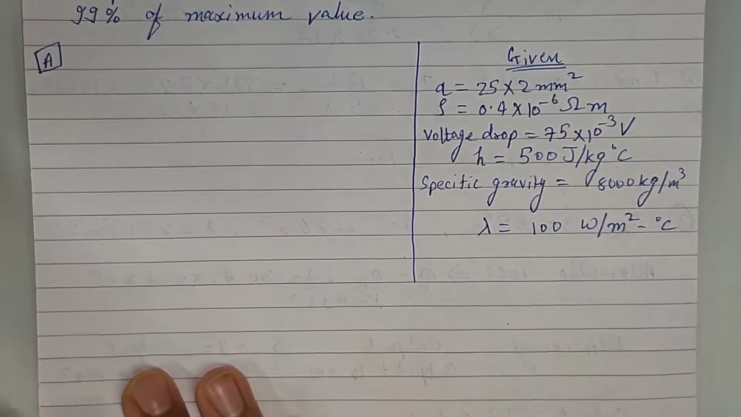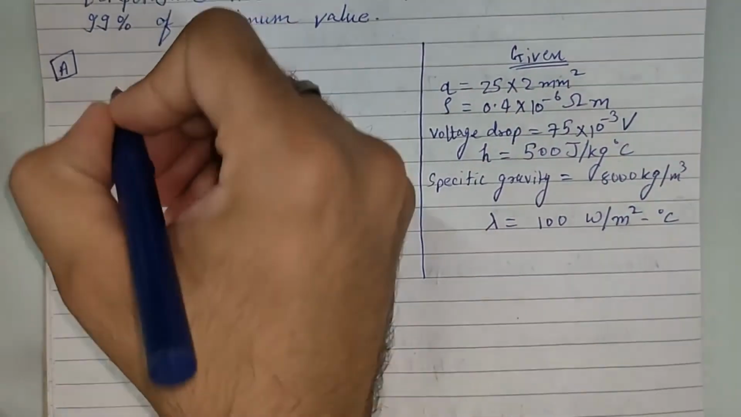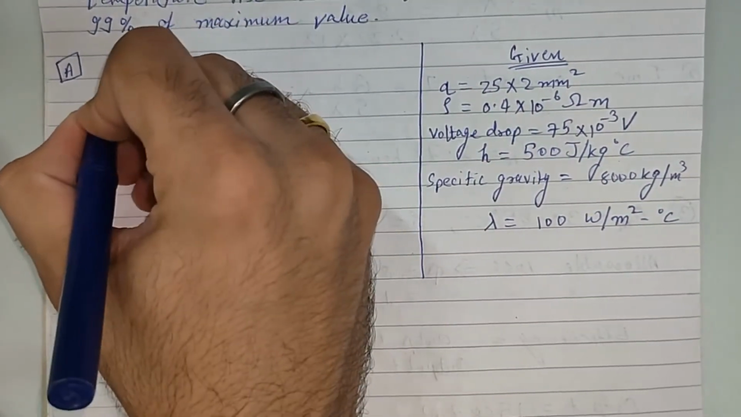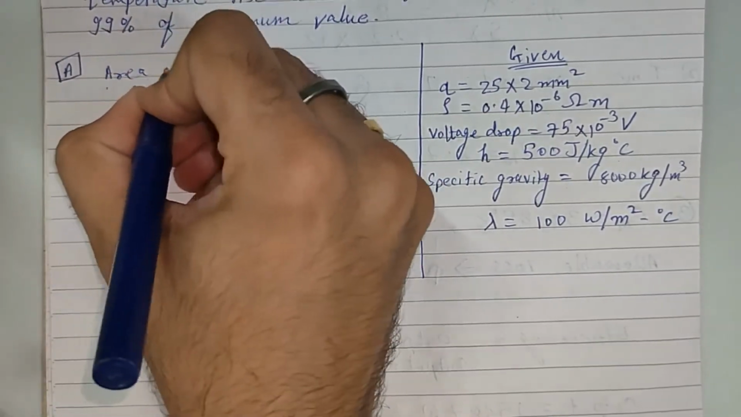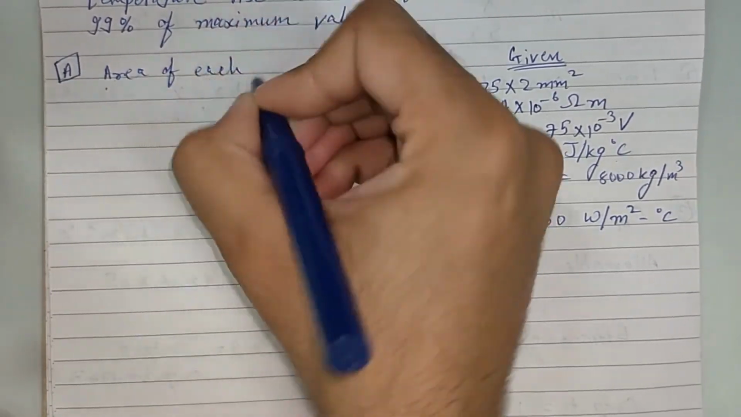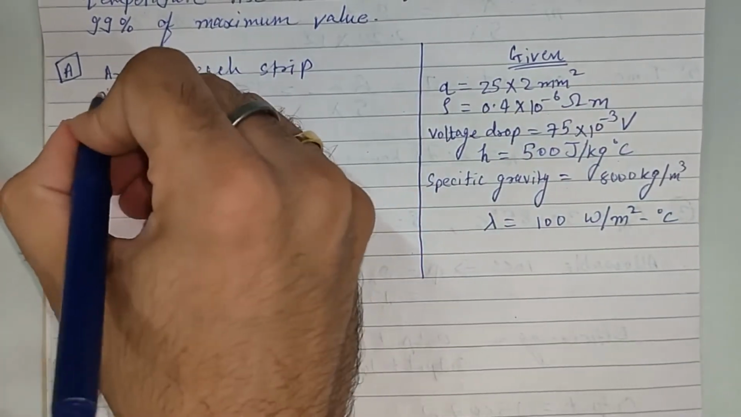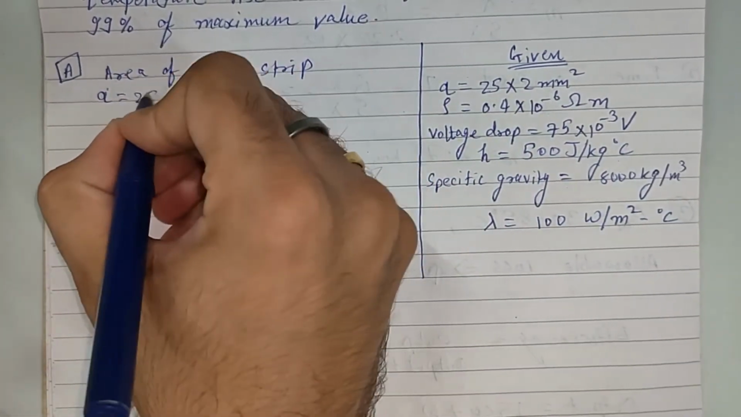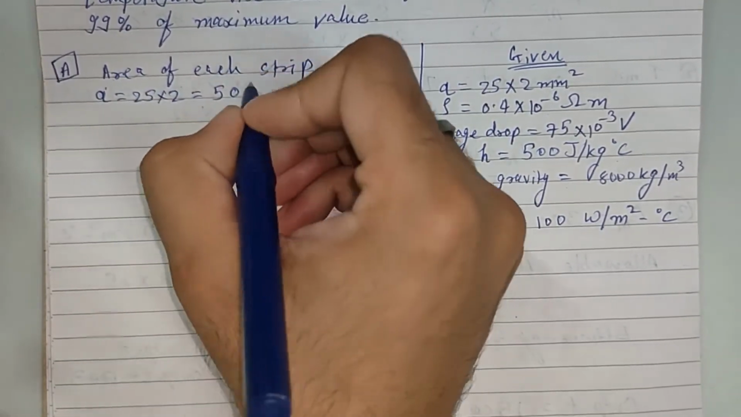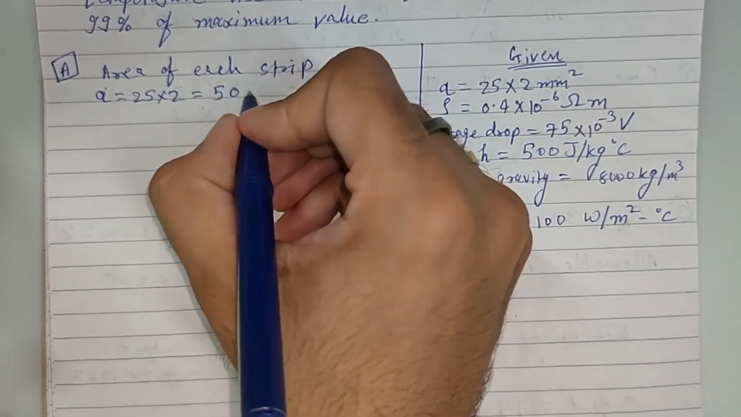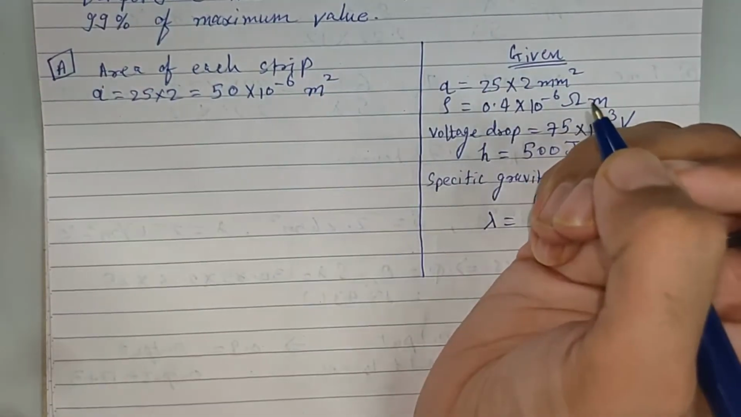Once we have seen the given data, let us start solving this particular numerical. Let's say that the area of each strip, as we have seen, that is small a, that is 25 into 2 mm square. We will convert that into meter square. So this would be 50 into 10 raised to minus 6 meter square.